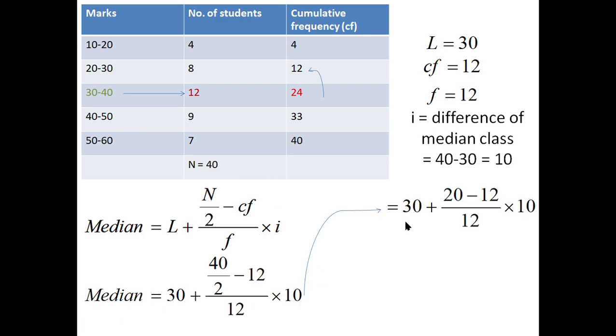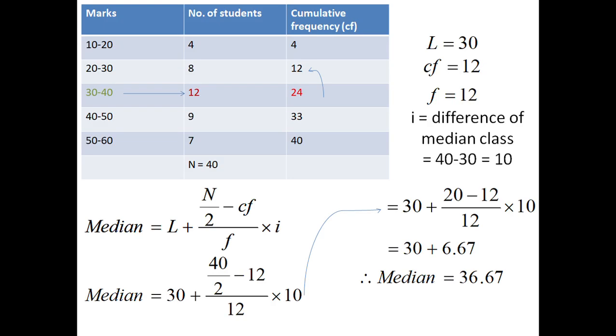Now let's calculate. This will come as 40 by 2, 20, minus 12, by 12, into 10, and that comes to 6.67. So 36.67 is the median of the given data of the continuous series.